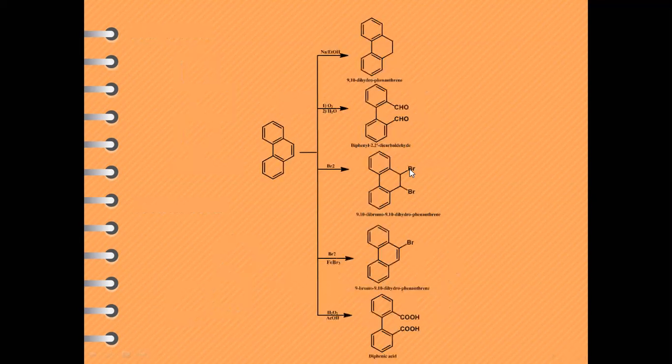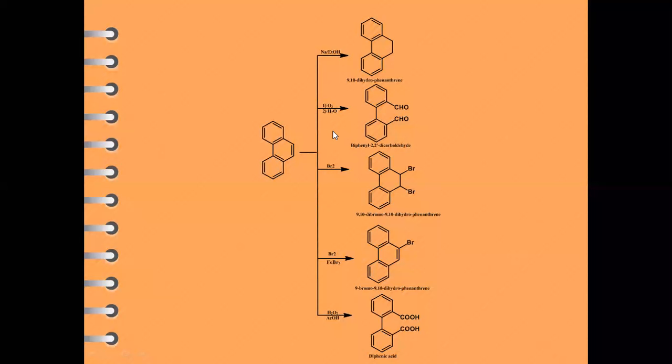The coming slide summarizes the overall reactions of phenanthrene. This is heating with the help of sodium metal. Just now we have seen the reaction, that is the reduction reaction, formation of 9,10-dihydrophenanthrene. If we oxidize phenanthrene in the presence of ozone, that is the ozonolysis reaction.